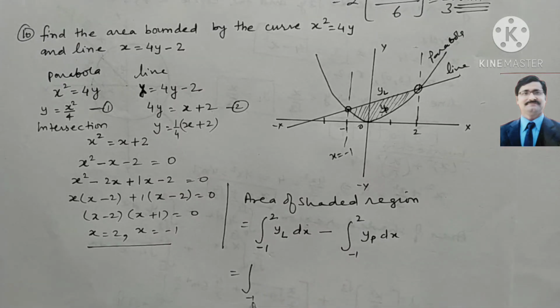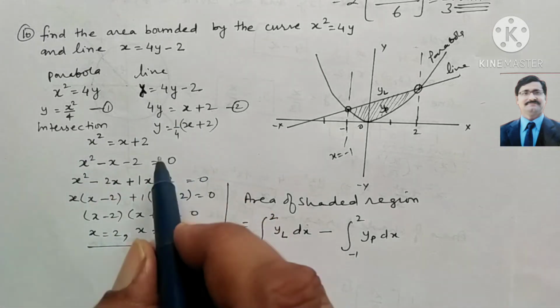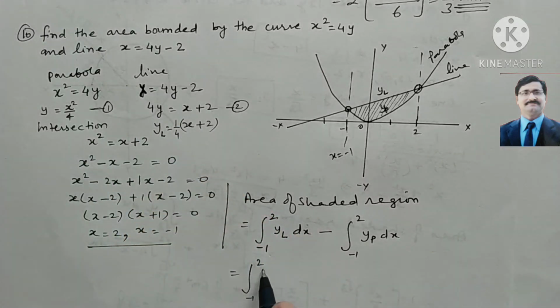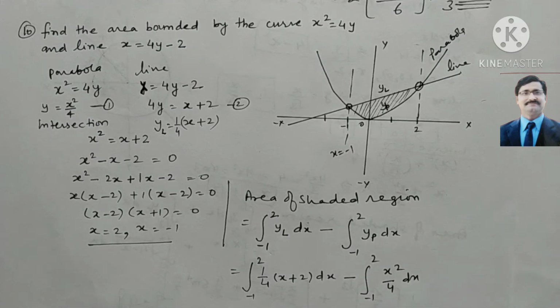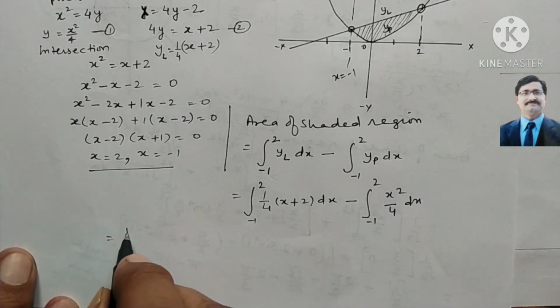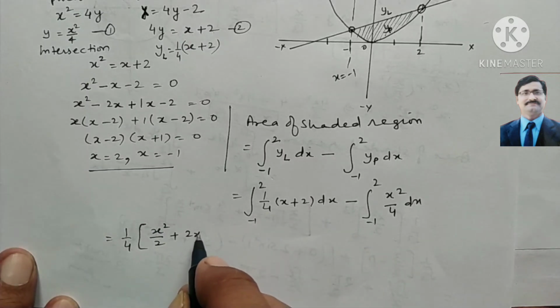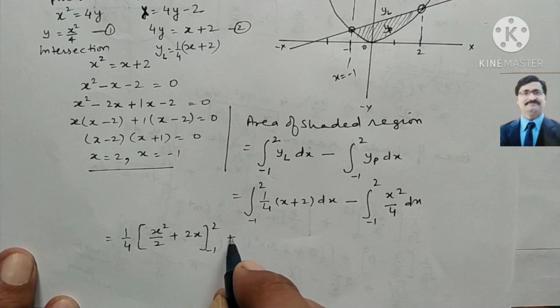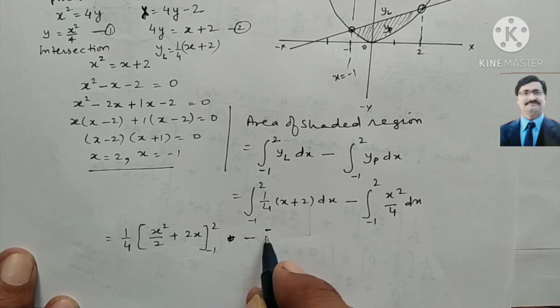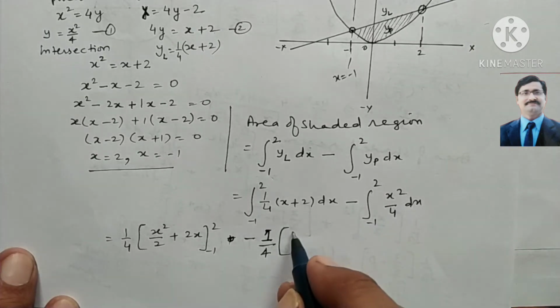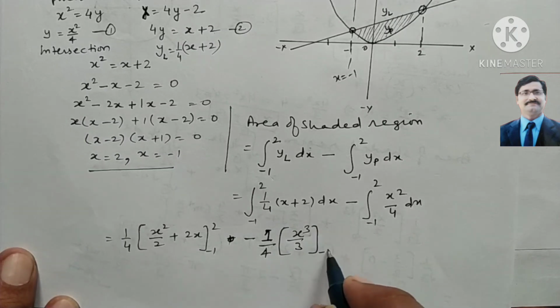Look here, this is the line, and y line is 1 upon 4 times x plus 2, dx, okay, and y parabola is x square upon 4, dx, from minus 1 to 2. Look here, this 1 upon 4 we can take outside, and the integral of x is x square upon 2, and the integral of 2 is 2x, from minus 1 to 2, and here is minus, okay, and here we take 1 upon 4 outside, and the integral of x square is x cube by 3, from minus 1 to 2.